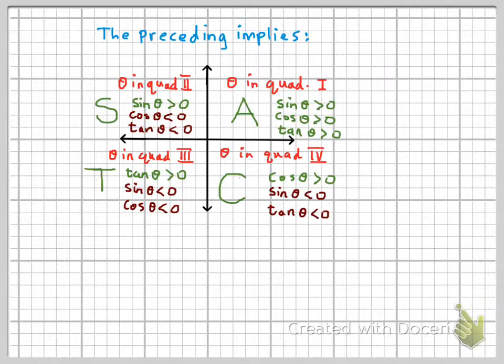Well, this implies the following: whenever you have a point on the terminal arm of an angle in any of the four quadrants, if that angle theta is in quadrant 1, all the trigonometric ratios are going to be positive. If that terminal arm is in quadrant 2, only the sine will be positive. The cosine and the tangent will be negative. If that angle theta is in quadrant 3, only the tangent of the angle will be positive. Both of the other two will be negative. And finally, if the angle is in quadrant 4, only the cosine will be positive. The other two will be negative.